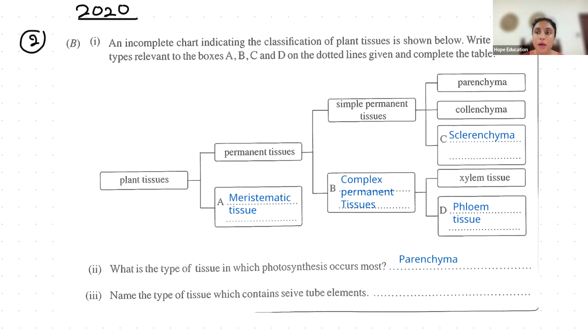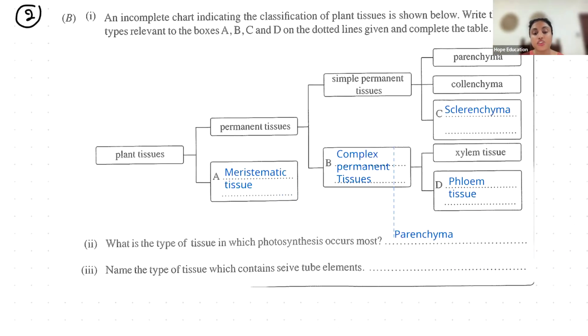Permanent tissues, simple permanent tissues, parenchyma. If you remember, parenchyma has the spongy mesophyll layer and palisade mesophyll layer. Those have plenty of chloroplasts, and those will do photosynthesis. Collenchyma also does photosynthesis, but it's not their main function. So the answer is parenchyma. Name the type of tissue which contains sieve tube elements.